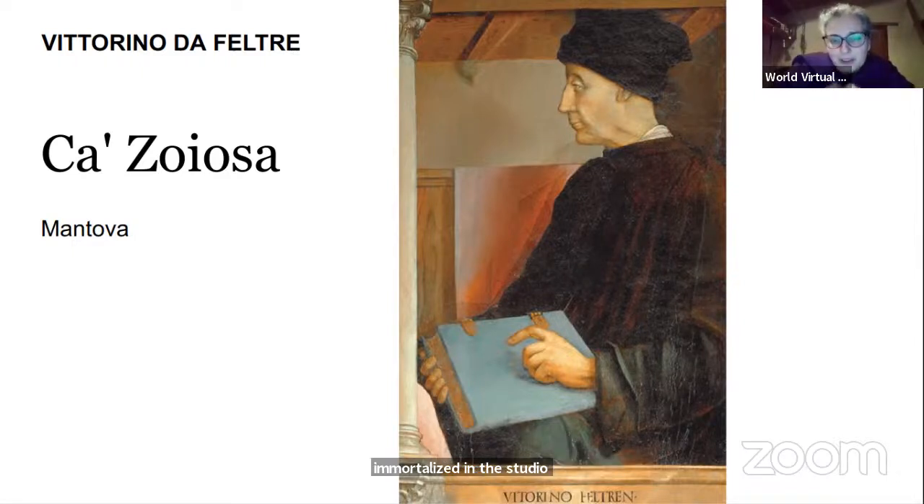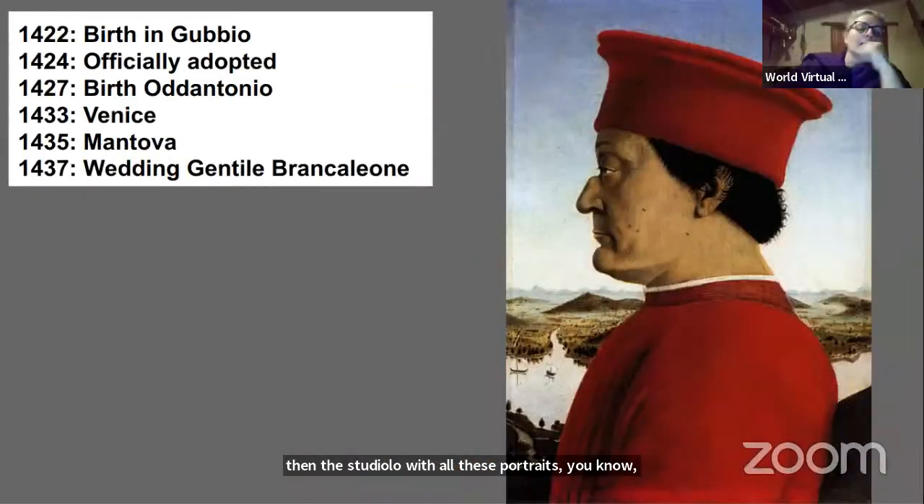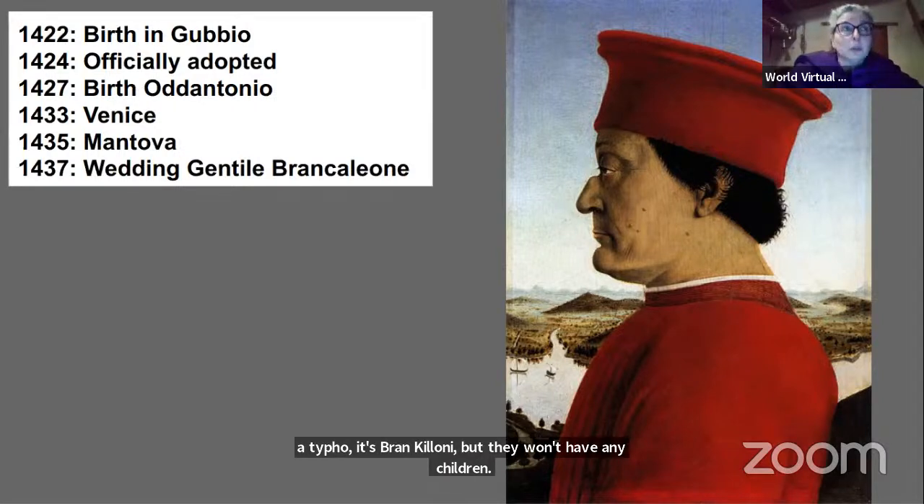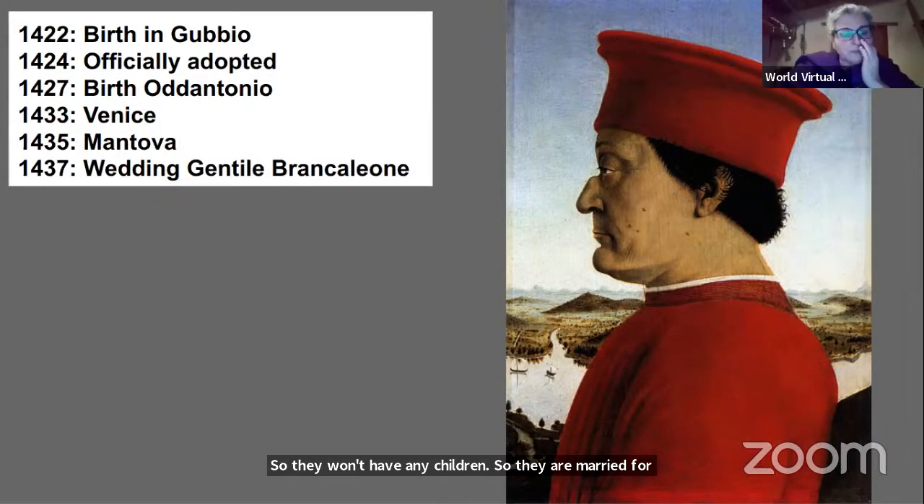Later on, when Federico da Montefeltro will build his big palace and then the studiolo with all these portraits, he will not forget his master Vittorino da Feltre. And so you see, he was born, then adopted, he goes to Venice, Mantova, and then he's 15 years old when he marries his first wife, Gentile Brancaleoni. There's a typo, it's Brancaleoni, but they won't have any children. So they are married for 20 years, but no children.